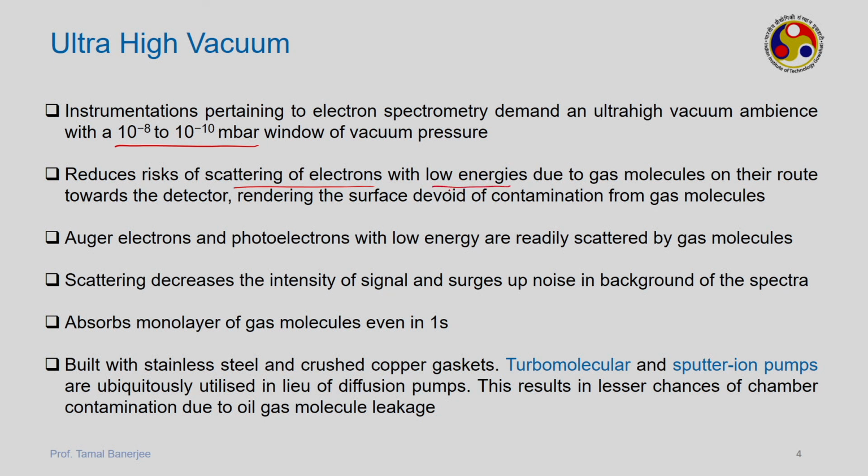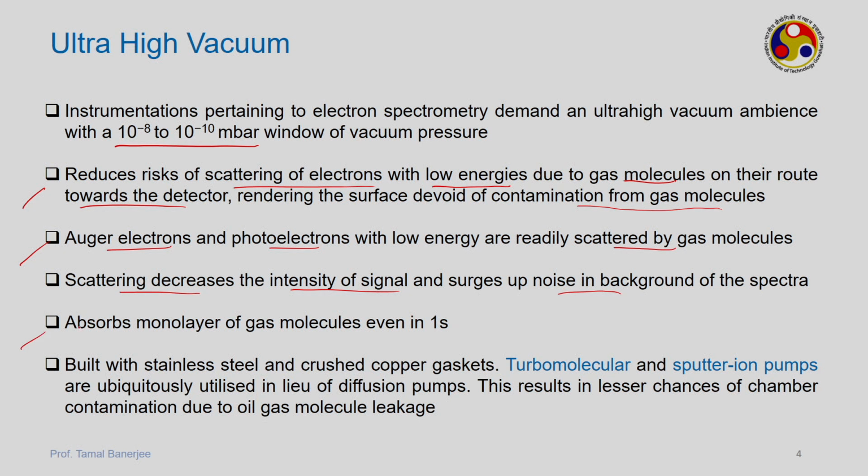The low energy electrons, those from Auger, may easily collide with gas molecules on their route towards the detector, and this also keeps the surface devoid of contamination from the gas molecules. So, Auger electrons and photoelectrons of low energy are readily scattered by gas molecules. These two are the reasons why you use an ultra high vacuum. Obviously, scattering decreases the intensity of the signal and increases noise.